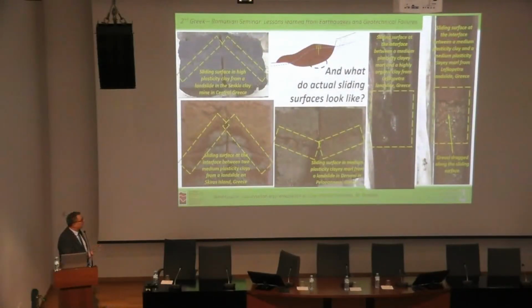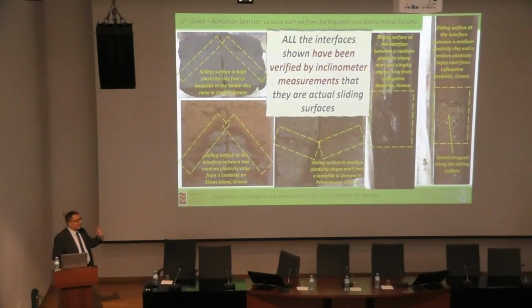And on occasion, they may also include specific organic layers that are found at the exact location of the sliding. Mind you, characteristics like these we can find in many cores that we would like to split and have a look at because of whatever has happened in the history of these materials. All the surfaces I'm showing here are actual sliding surfaces which have been verified by inclinometer measurements in these exact locations and depths that you see here in these boreholes.